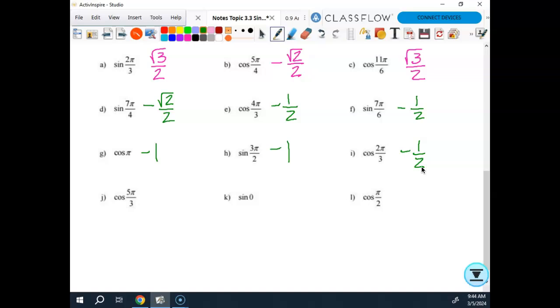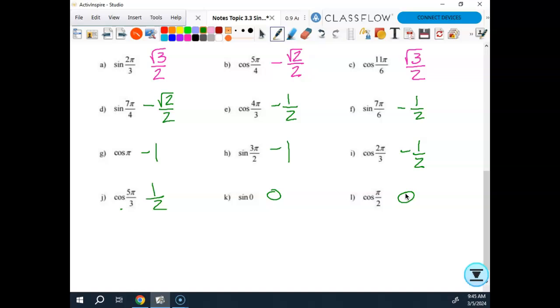Herline, cosine of 5pi/3. 1/2. Y'all agree with that? Yes, because this is in the fourth quadrant and cosine is positive there. All right. Jocelyn, sine of 0. 0. Good job. Thank you. And then last but not least, Gael, cosine of pi/2. 0. We agree with that? Yes. Good job.